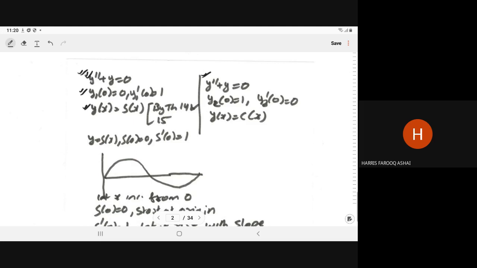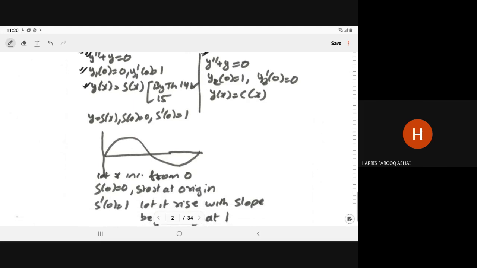Now, similarly, if y double dash plus y is equal to 0 and the given conditions are y is equal to 1 at 0, y dash is equal to 0 at 0, then we have the unique solution y is equal to cx. Now, we are talking for the first solution, y is equal to sx.